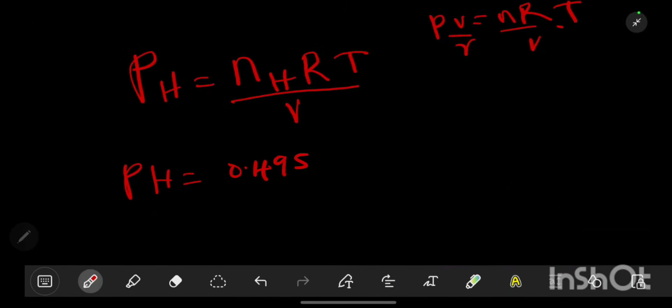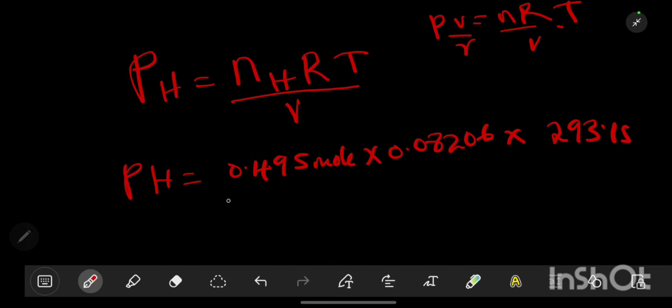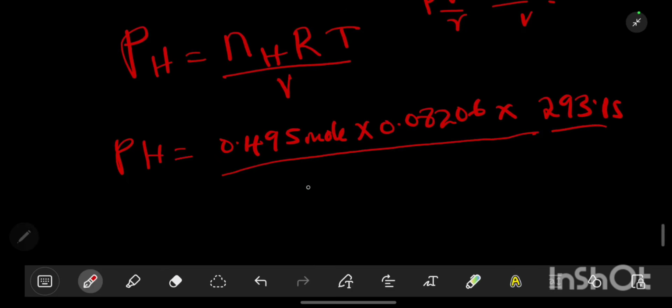So we are going to say 0.495 moles. We multiply these moles by the R, which is 0.08206. Then we have times our temperature, which was found to be 293.15. We divide this over its volume. So the volume is, as if it is the only gas, you consider the whole volume, which was 5 liters.